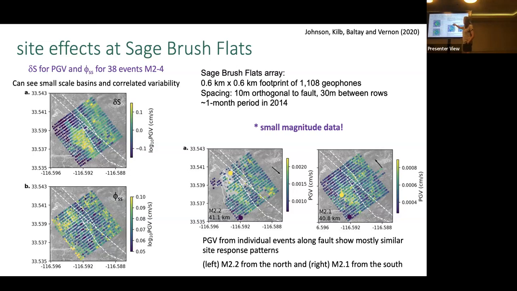And again, I'll highlight here whenever there's small magnitude data involved. This is only from events of magnitude 2 to 4. So we can harness these small magnitudes recorded on this dense data to identify these basins and site effects. And then on the right here is the repeatable component and the variability there. On the right are just two specific examples from magnitude 2 earthquakes, one coming from the north into the array, one coming from the south. And again, you can see really similar repeatable effects here in this small magnitude data.